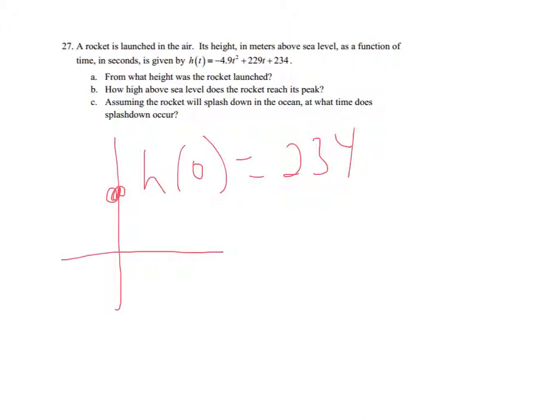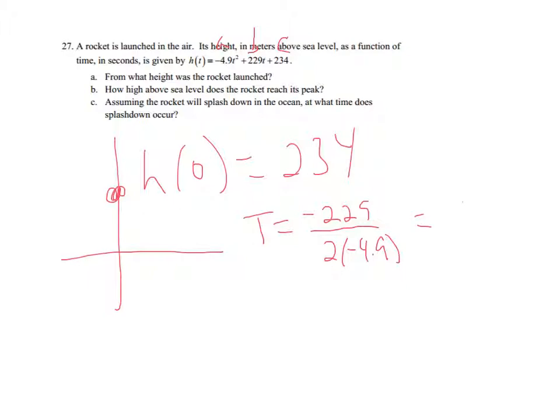How high above sea level does the rocket reach its peak? Well, that's the vertex. So first off, we'll find t instead of x. Negative b over 2a, so b is the 229. The a is the negative 4.9. So negative 229 over 2 times negative 4.9, and that is definitely a calculator question.